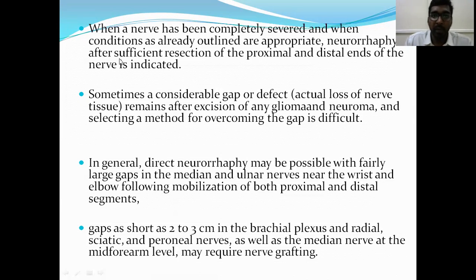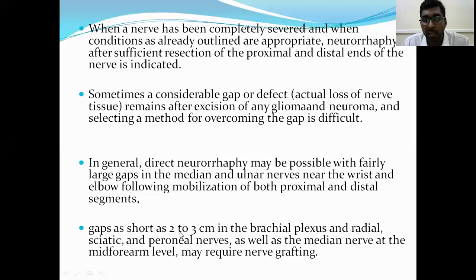In complete neurotmesis, when the nerve has been completely severed and when the conditions already outlined are appropriate, then nerve repair (neurorrhaphy), after sufficient resection of the proximal and distal ends of the nerve, is indicated. Sometimes a considerable gap or defect remains after excision of any glioma and neuroma, and selecting a method for overcoming the gap is difficult. In general, a direct neurorrhaphy may be possible with fairly large gaps in the median and ulnar nerves near the wrist and elbow following mobilization of the proximal and distal segments.